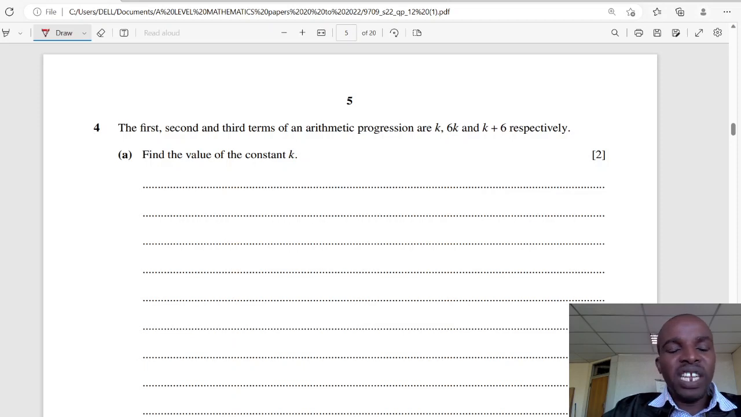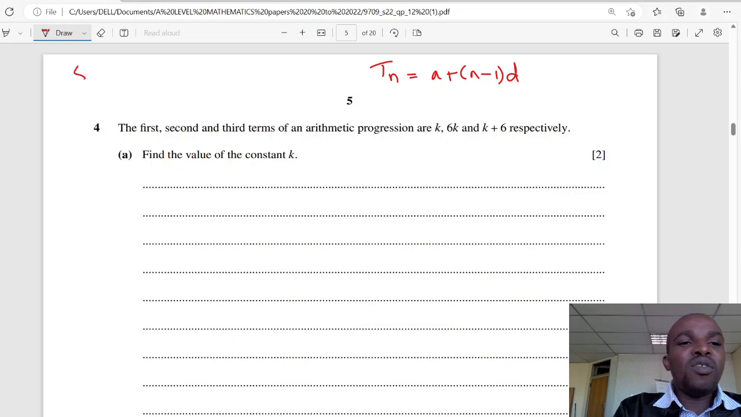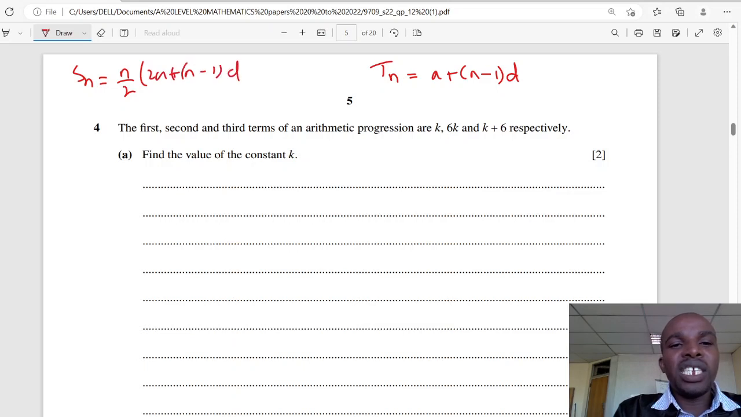The first, second, and third terms of an arithmetic progression are k, 6k, and k plus 6 respectively. Find the value of the constant k. Right, we're given the first, second, and third term. This one is an AP. Then the nth term of an AP is a plus (n minus 1) times the common difference d. And the sum of n terms is n over 2, times (2a plus (n minus 1) times d). It is in the formula booklet, right? So we want to find k in this case, and we're given the first, second, and third terms.